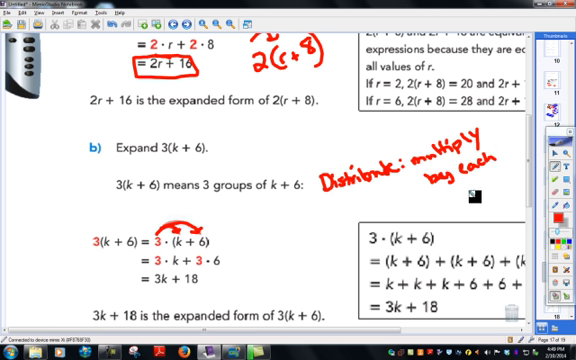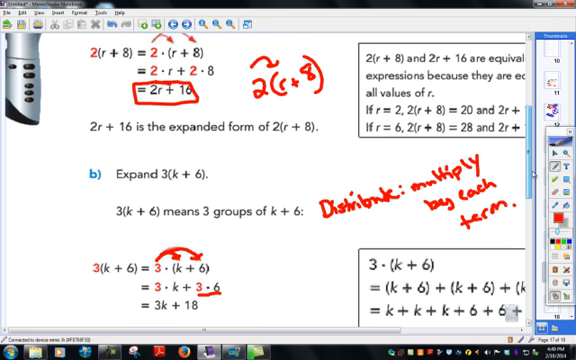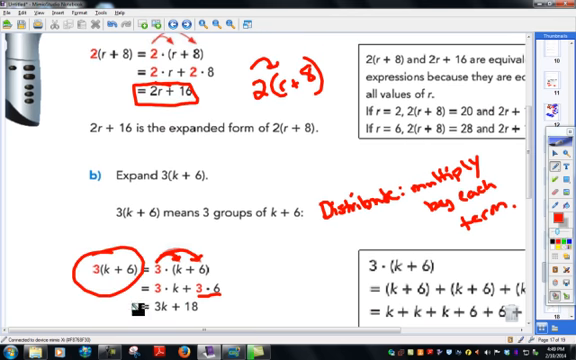Okay? You should know that word, term. We've been working with that forever in this chapter. Just multiply it by each term. So 3 times k is simply 3k. 3 times 6 is 18. So that is what expanding means. You're taking this and you're expanding it into this. Okay?